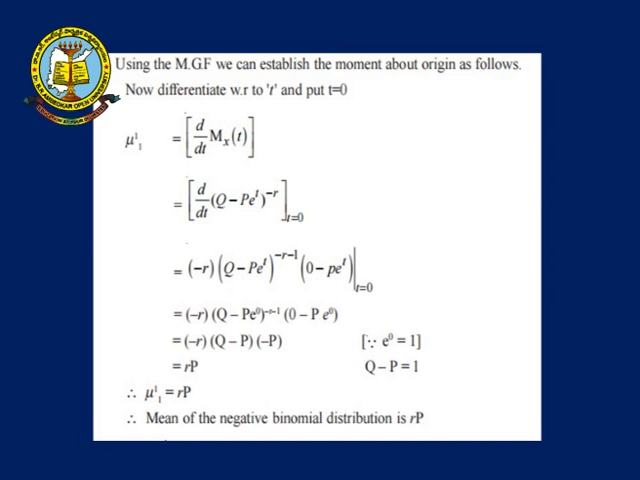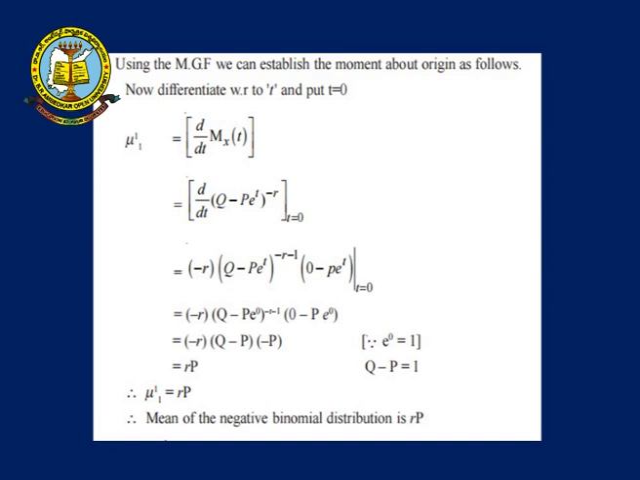Using the moment generating function, we can establish the moment about origin as follows. Now, differentiate with respect to t and put t equal to 0, we will get mu 1 dash. Mu 1 dash is equal to rp. Therefore, mu 1 dash is nothing but the mean of the negative binomial distribution. Therefore, the mean of the negative binomial distribution is rp, small r into capital P.